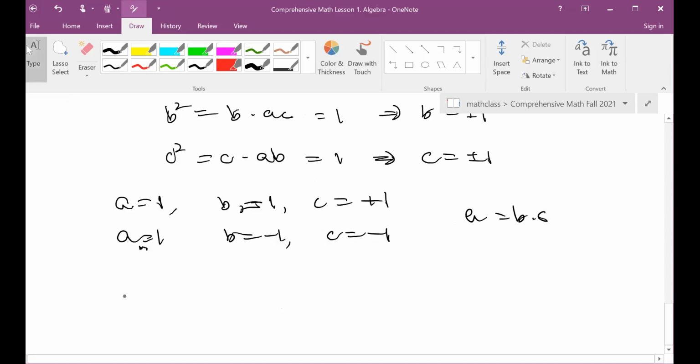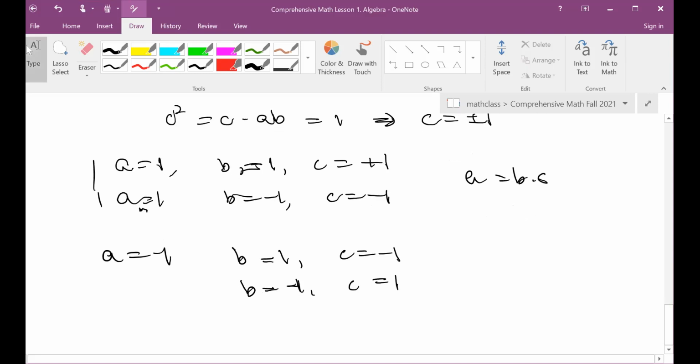The second case is A equals -1. Then B times C is going to be -1. So either B is 1 and C equals -1, or B is negative and C is positive. I think that's fine, right? Yeah, that's correct. So in total, how many solutions are you going to get? You're going to get 5 solutions. So you find all the solutions, okay?